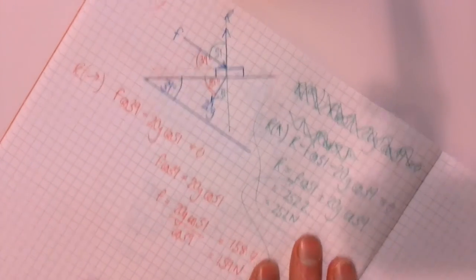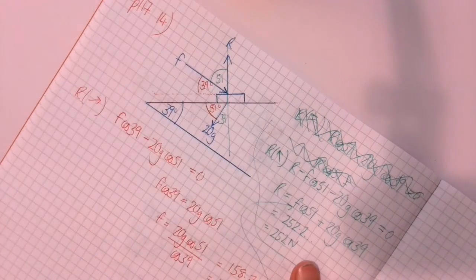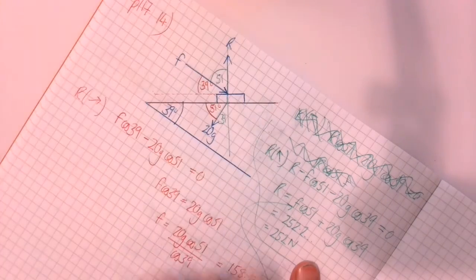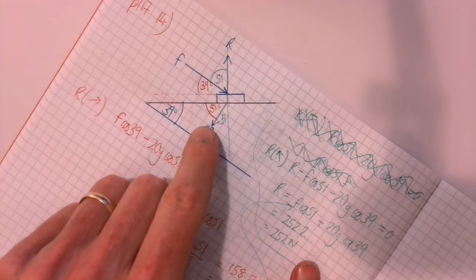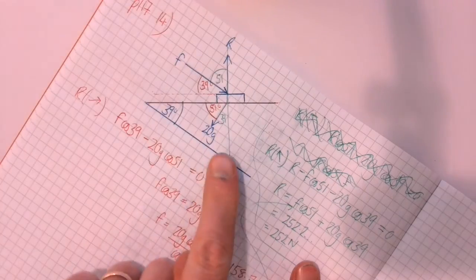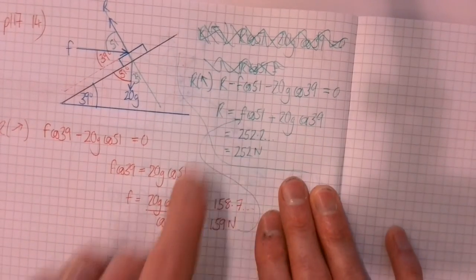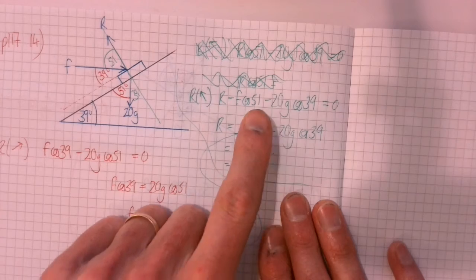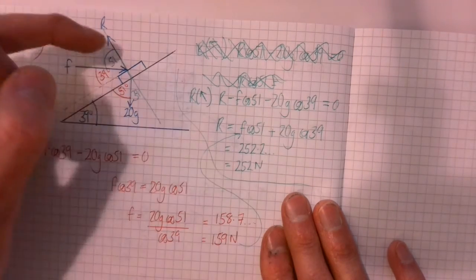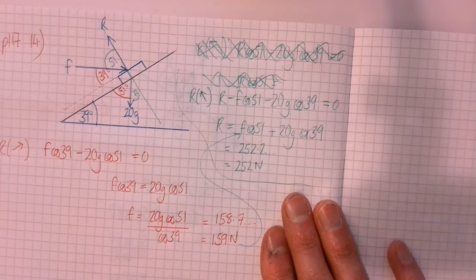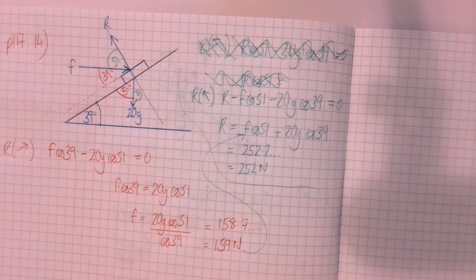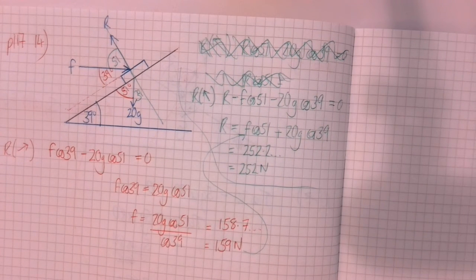perpendicular to the slope, I've got three forces. I've got the reaction force. This force at an angle of 51 is pushing it down, as is this force at an angle of 39. So both of those have a downwards effect, which is counteracted by the reaction force. So I've got R minus F cos 51, take away 20g cos 39, equals 0. So R is equal to those two added together, and I'm using my value of F from before, and that gives me my answer.